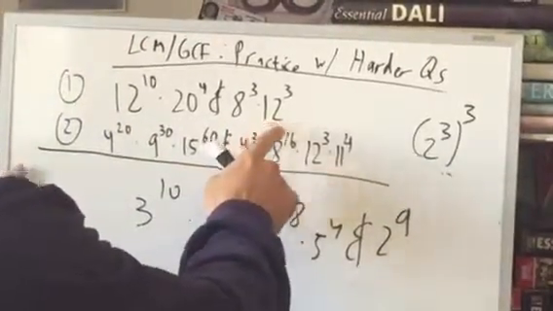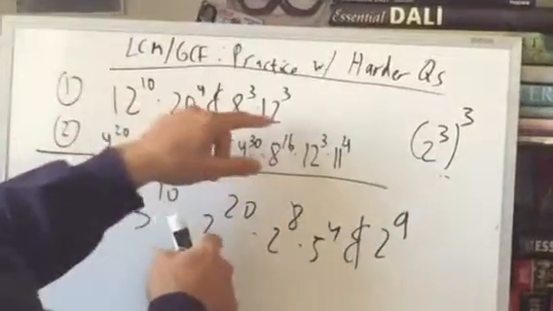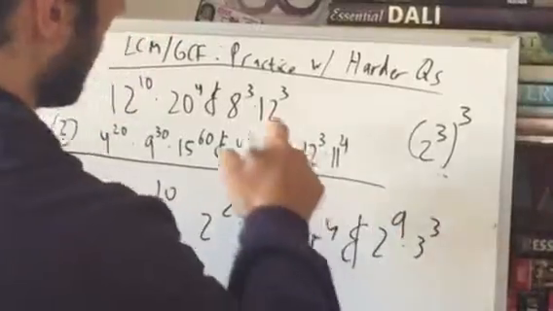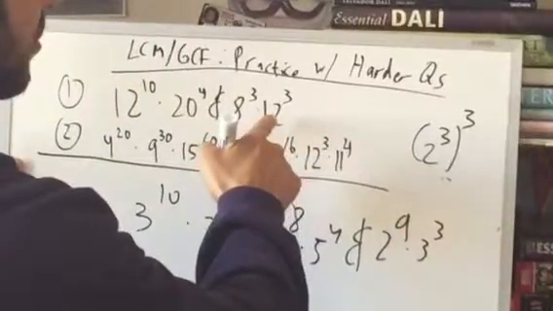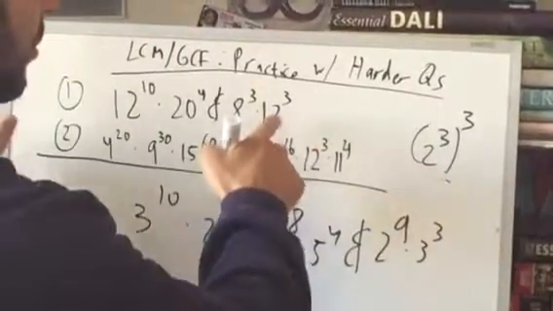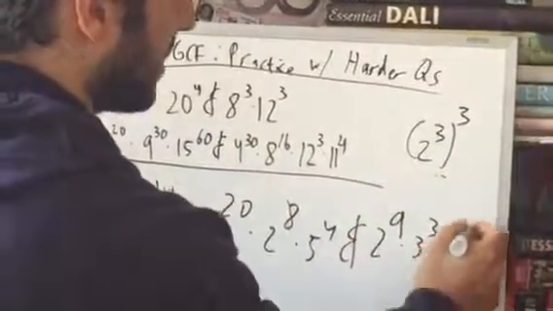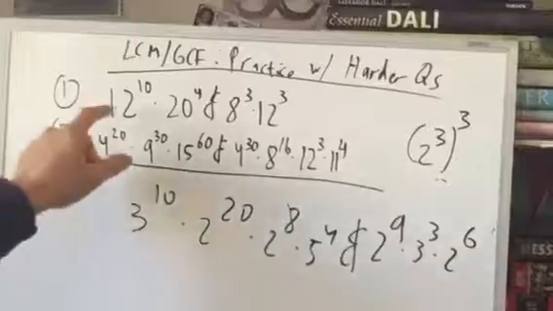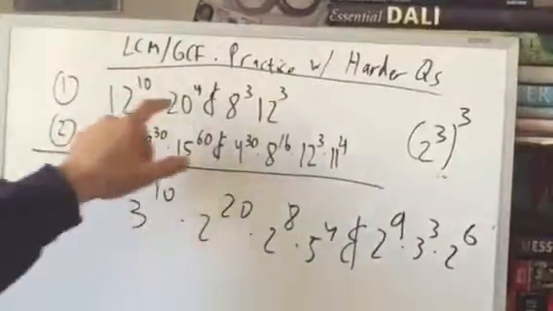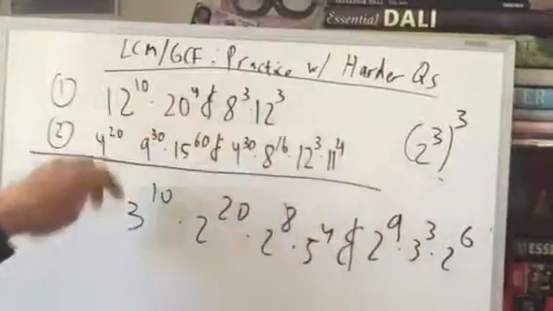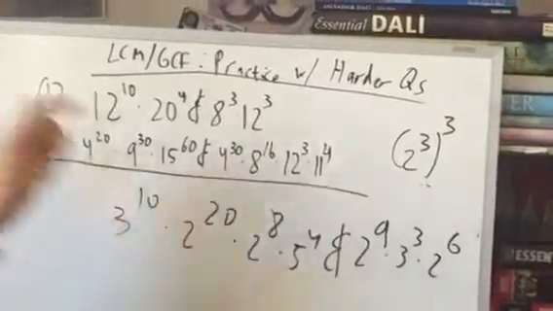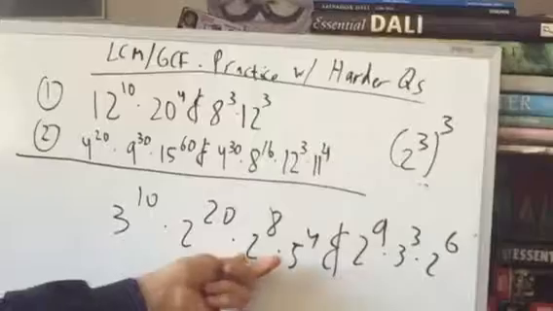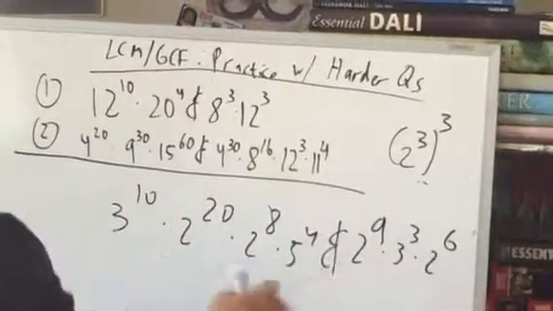The 12 part, we've already done: it's a 3 and a 4. So there are three 3s and three 4s. Each 4 is 2 squared, so two 2s repeated 3 times means there are 6 2s. So that's step 1. We've broken all of these composite numbers, which means they're not prime, into prime numbers. Now let's group all the parts together, because we have some 2s here and some 2s here.